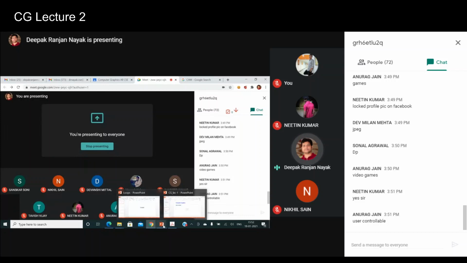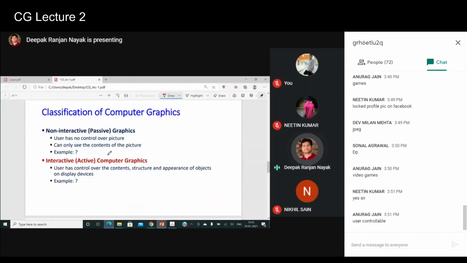So coming to our second part of the discussion, which is called interactive computer graphics, which is called active. See the name, passive and active computer graphics. So here, the user will have the control over the contents, structure, and the appearance of objects on the display devices.